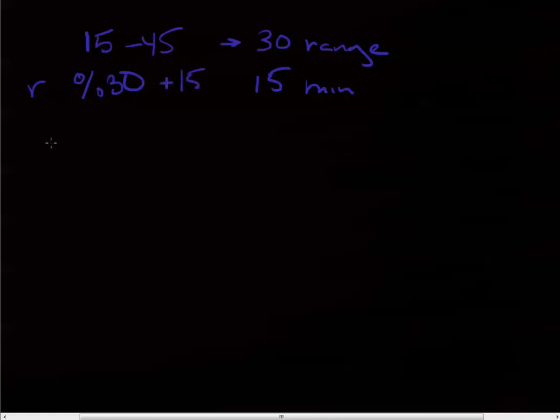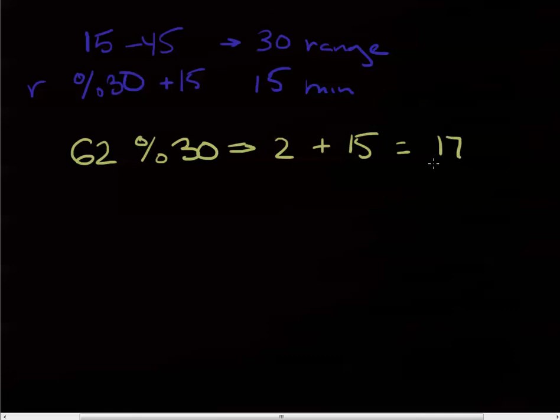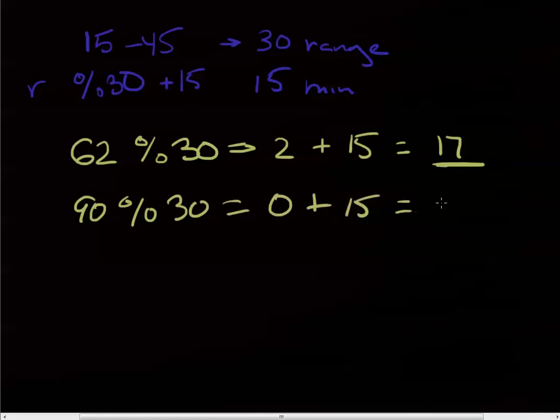To prove that this works, think about taking some random number, let's say 62. If we mod it by 30, we're going to get 2. We add 15 to it, and that gives us 17. That's our random number between 15 and 45. If we were to think about the minimum number, if we had something like 90 mod 30, we would get 0. Plus 15, and that's the minimum number that would come out.